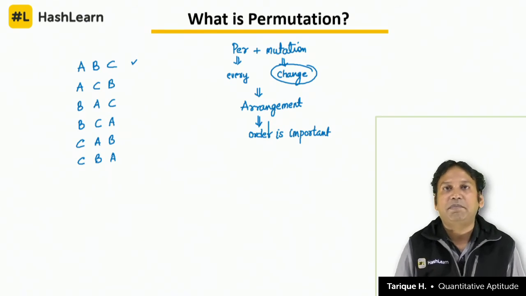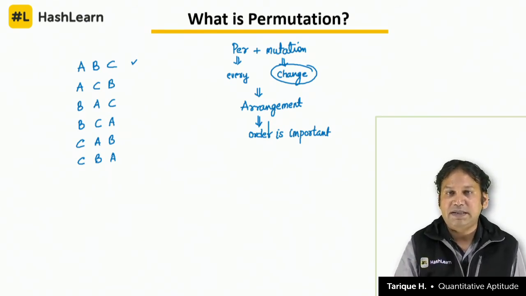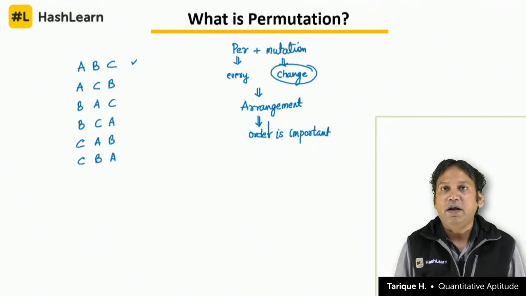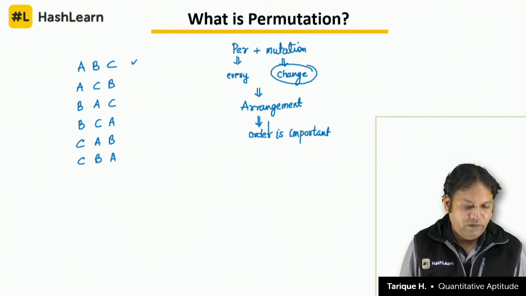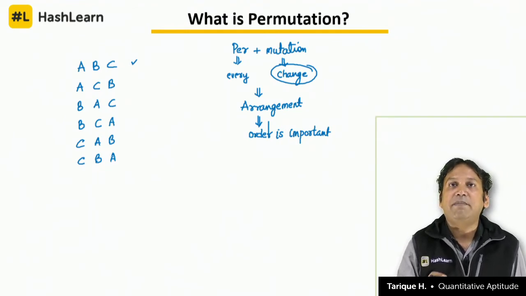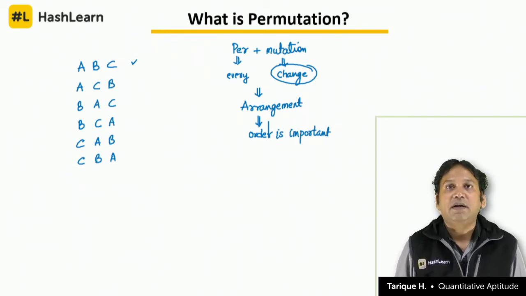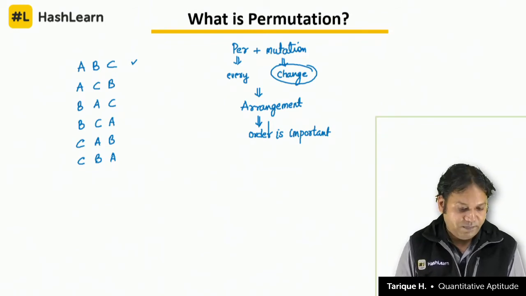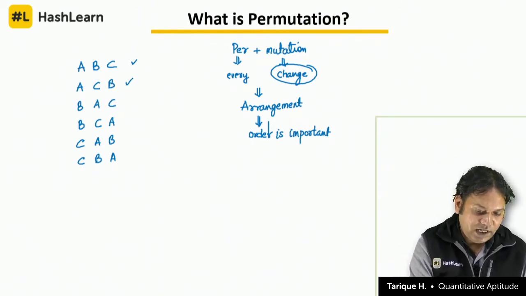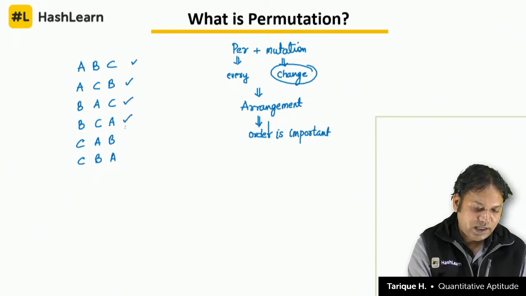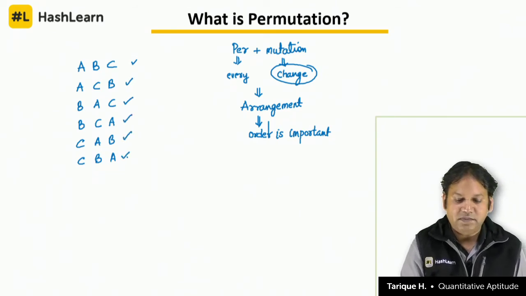Imagine your PIN code for your ATM or credit card. If there is a particular sequence, let's say 1, 2, 3, 4, then you have to type the sequence 1, 2, 3, 4 for unlocking the card or withdrawing money. Just using the same digits 1, 2, 3, 4 in any other order will not unlock the card or allow you to make transactions. Clear? So every time we change, we get a unique sequence, and each unique sequence is an arrangement.